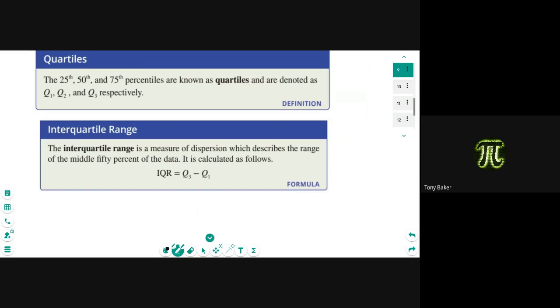So we have our percentiles, which could be any of them. But we have three very specific ones that we use a lot, and they're known as our quartiles. So our quartiles are the 25th percentile, 50th, and 75th. They're the quarters. Q1 is 25. Q2 is the 50th, which is also known as your median. And Q3 is 75%.